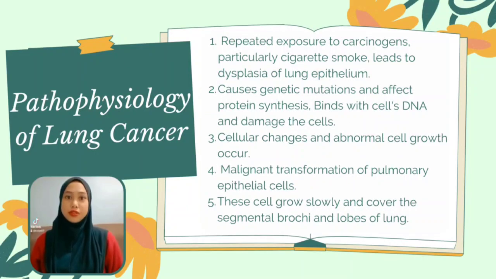So for the pathophysiology of lung cancer, it happens when repeated exposure to carcinogens, particularly cigarette smoke, leads to dysplasia of the lung epithelium. Then it causes genetic mutation and affects protein synthesis, binds with the cell's DNA and damages the cell. The cellular change and abnormal cell growth occur. And the fourth one is malignant transformation of pulmonary epithelial cells. And the last one is that this cell will grow slowly and cover the segmental bronchi and lobes of the lung.